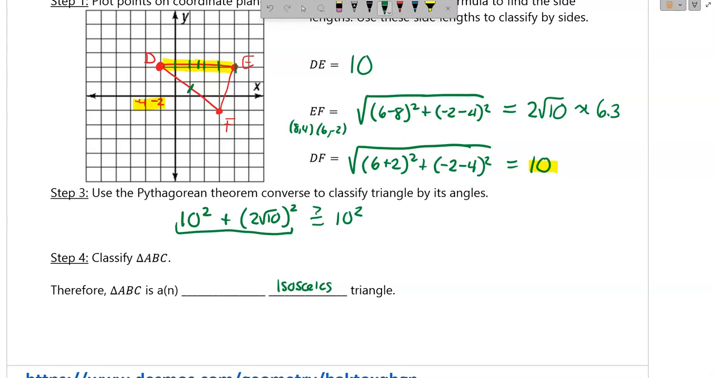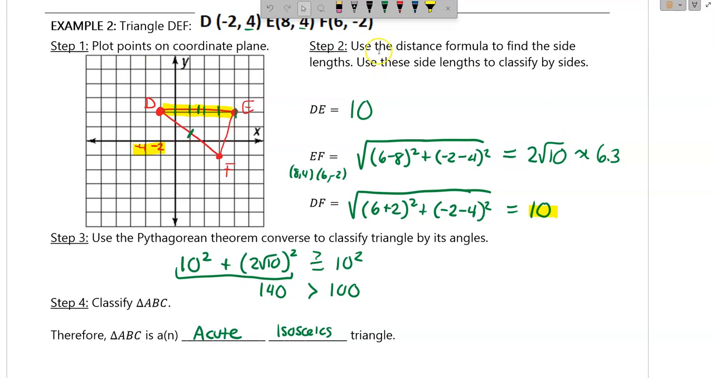If you're going to put it in your calculator, make sure you put that 2 root 10 in parentheses. When I do that, I get 140. That's definitely greater than 100. This once again confirms to me that this is going to be an acute isosceles triangle.